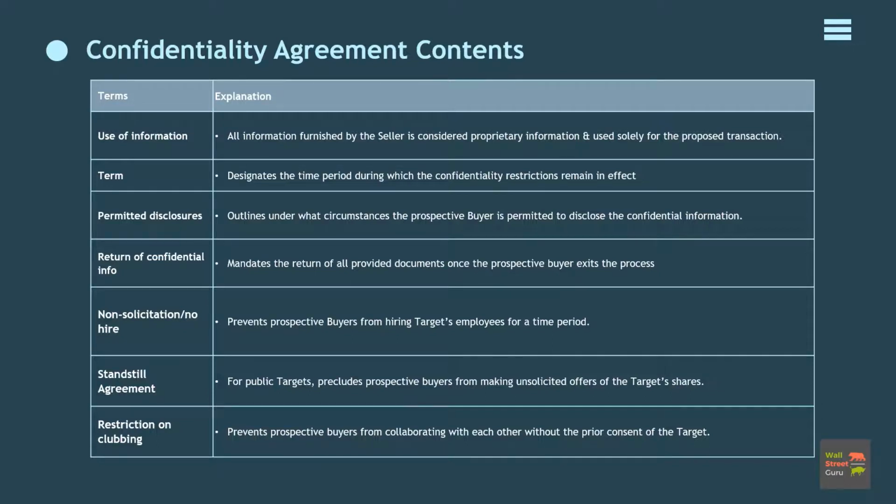Permitted disclosures. This outlines under what limited circumstances the prospective buyer is permitted to disclose the confidential information provided, and also prohibits disclosure that the two parties are in negotiations. Return of confidential information. This mandates the return or destruction of all provided documents once the prospective buyer exits the process. Non-solicitation or no hire. This prevents prospective buyers from soliciting to hire or hiring target employees for a designated time period.